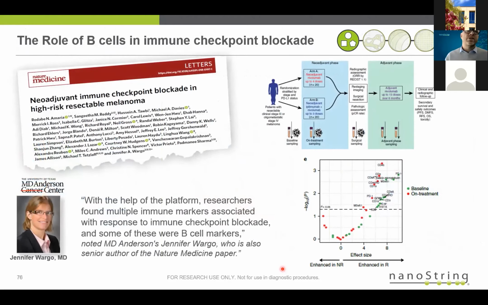It is Dr. Jen Wargo's group, and the first experiment in the TAP was all with protein. From what I've heard, they were mostly interested in T cells, and maybe B cells weren't as important, but our panel had them included. They found some immune markers associated with response to immune checkpoint blockade, and then noticed that some of them were B cells. This was the Nature Medicine publication.